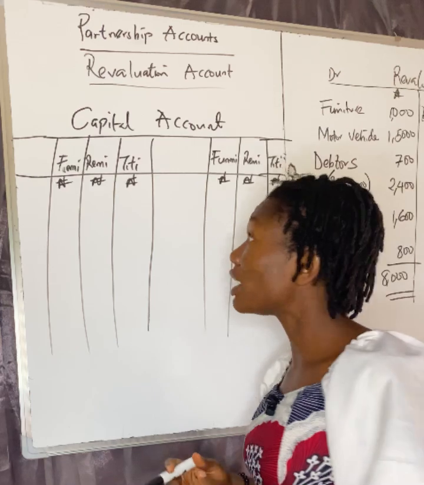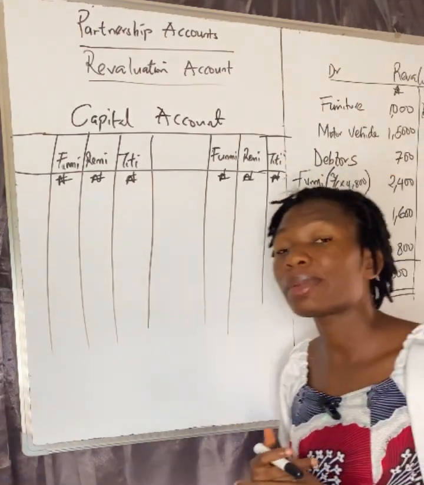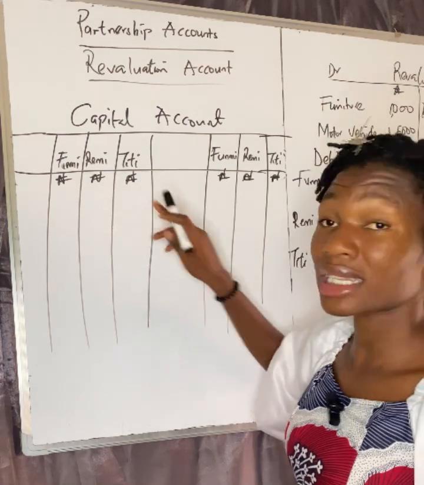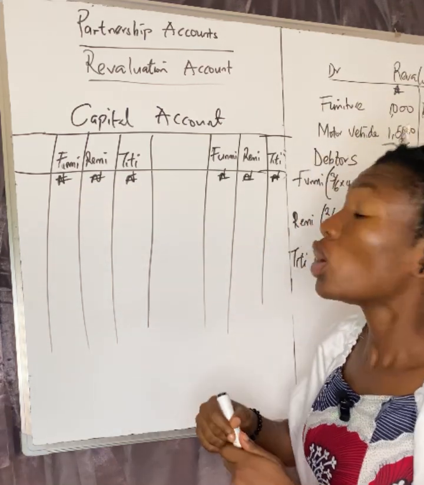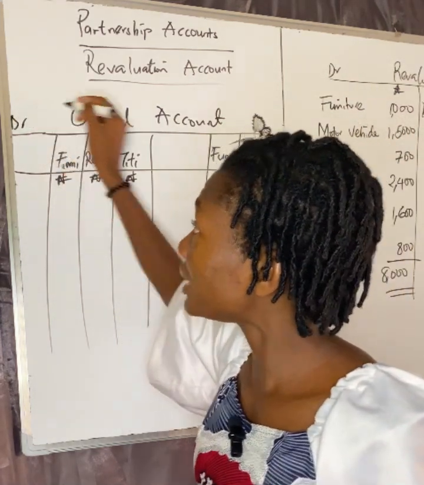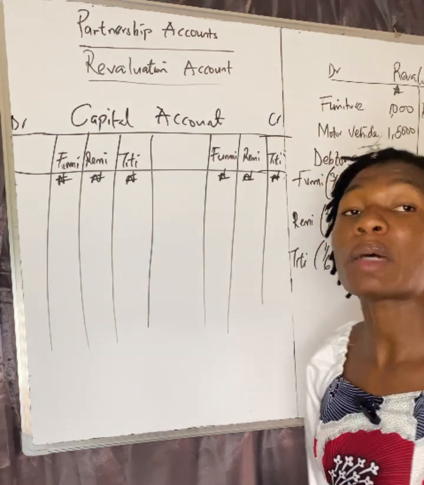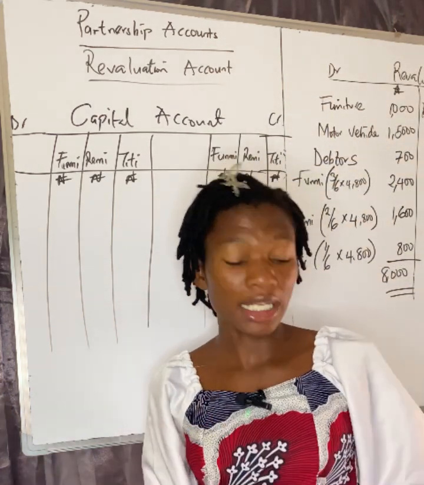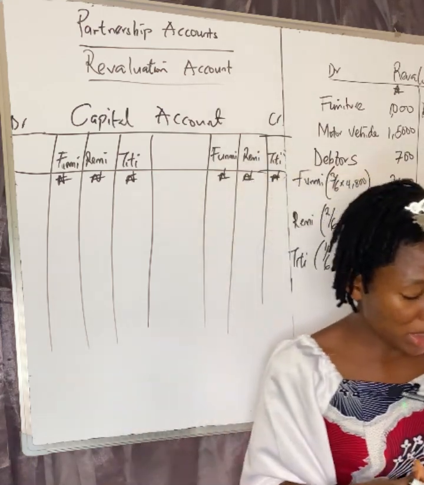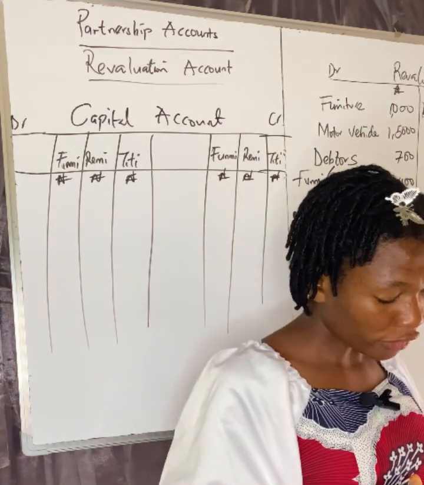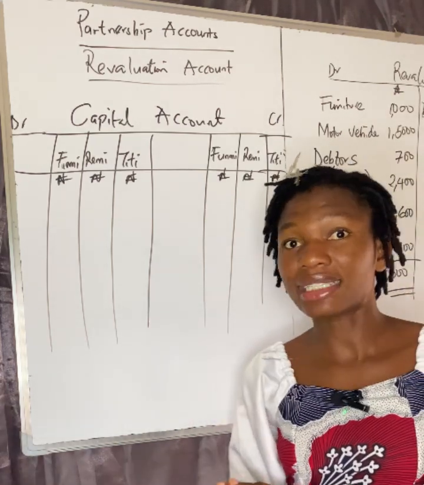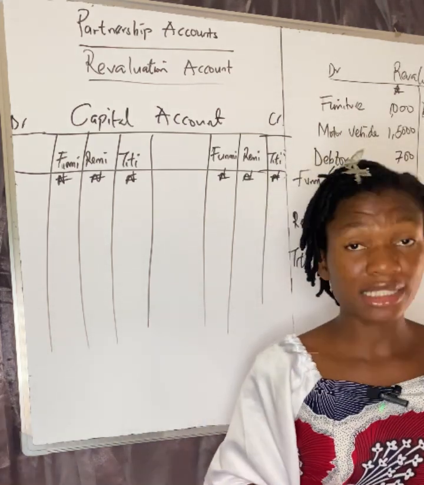So we're going to be preparing the partners' capital account, with their names attached to each column, both on the debit and on the credit side. The first thing we'll do in the capital account is to bring in their balances that were reviewed in the balance sheet. From our balance sheet, the capital for Fumi is 10,000 naira, the capital for Remi is 8,000 naira, and lastly, the capital for Titi is 7,000 naira.